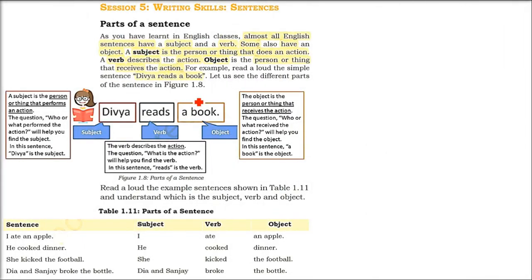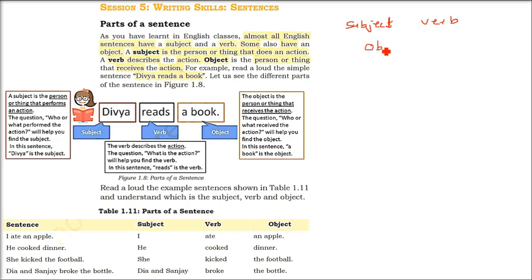First thing, what we have already discussed is that all these sentences in English are a combination of words. And when these words are combined, they form some meaning. The different parts of a sentence are parts of speech. Almost all English sentences have one subject and one verb.